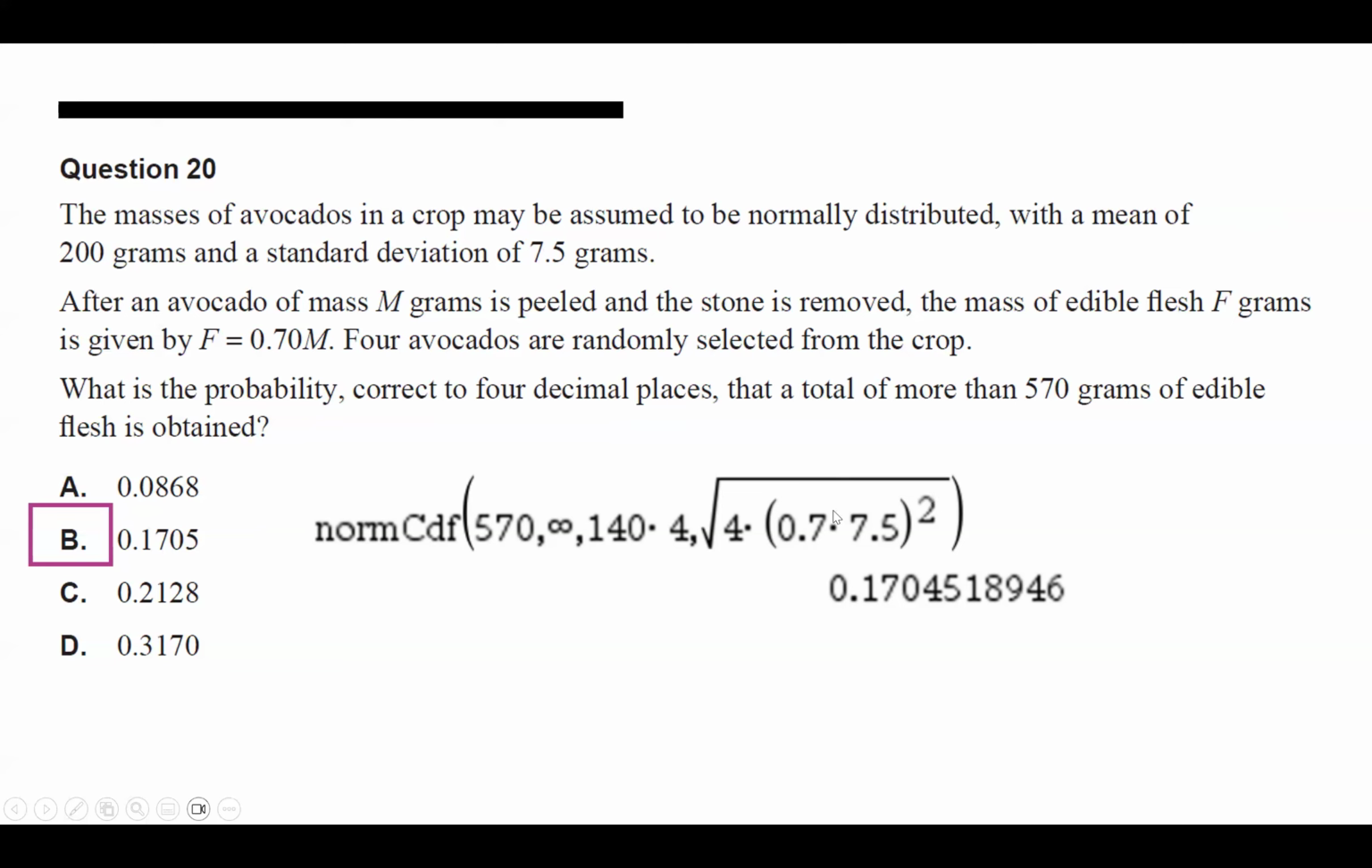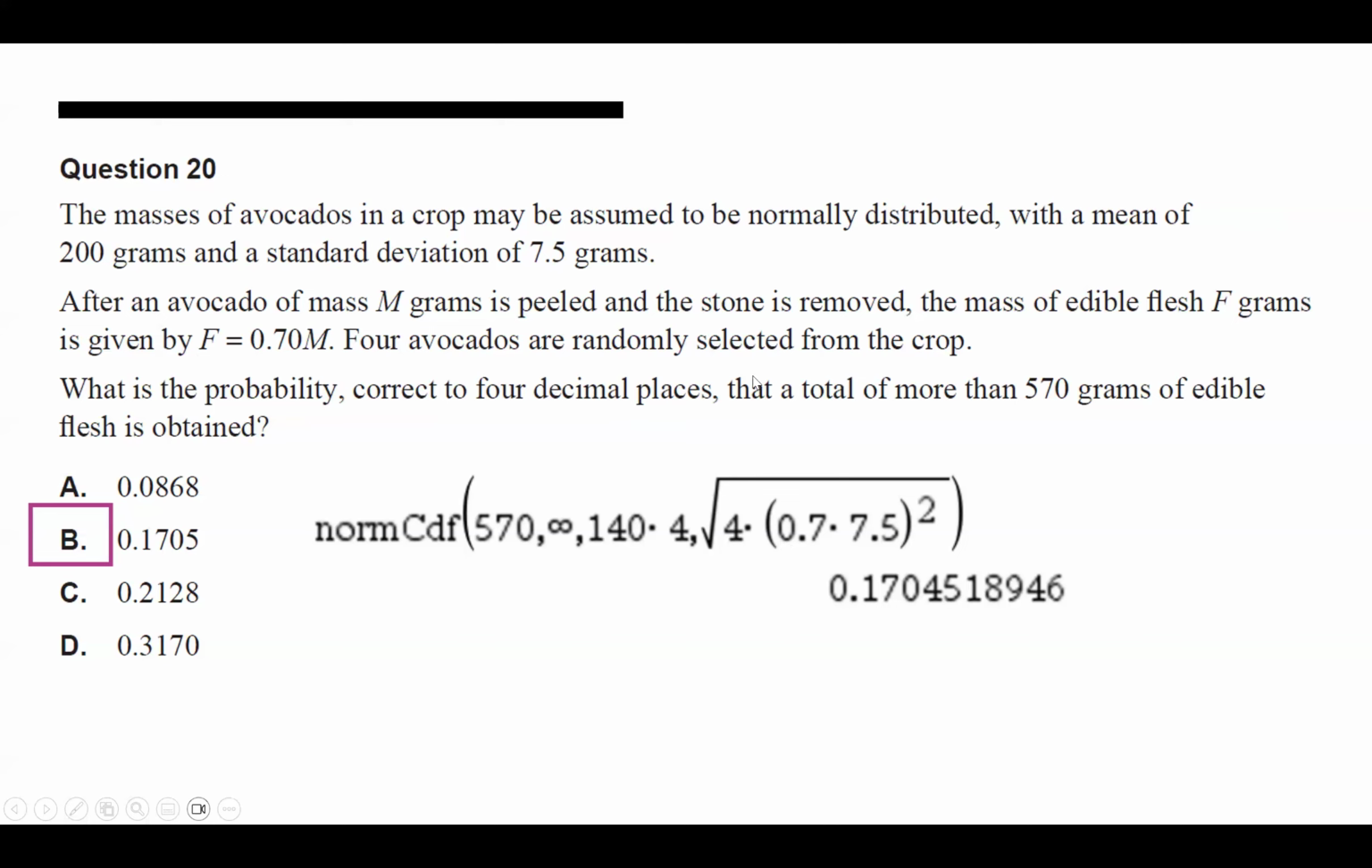The thing is, it's not just for one individual avocado, it's 4 individual avocados. That's why when we add them up, we say F1, F2, F3, F4. So you actually need to add 4 lots of individual variance together. That gives you 4 lots of 0.7 times 7.5 squared. How the normCDF command works is it needs the standard deviation, so I take the square root of the combined variance.